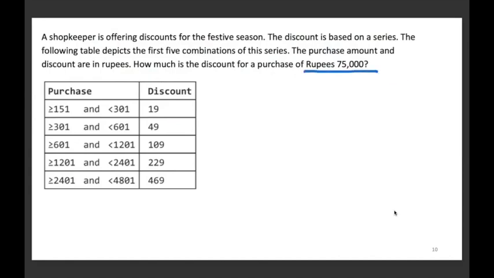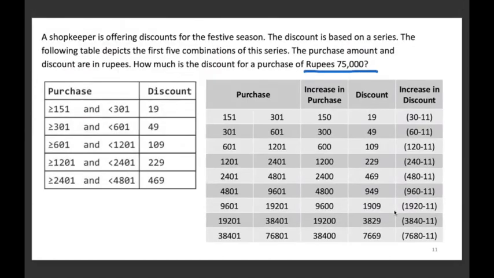If I were to make a purchase of 75,000 rupees, what discount will I get is what I have to find. And we know that the purchase and the discount both are in some series. So this is how that increment is happening. For the first slab, from 151 to 301, there's an increase of 150 rupees. From 301 to 601, there's an increase of 300 rupees. From 601 to 1201, there's an increase of 600, and so on.